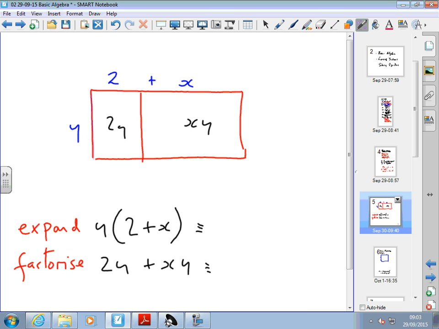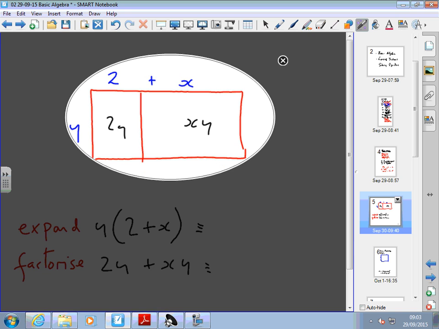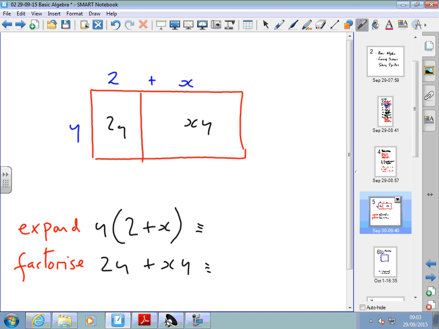So here's a rectangle. We don't know this length, we don't know this length, but we do know this is 2 long. Can you see that the area of this rectangle is 2y? Because it's 2 times by this length y. 2 times y is 2y. And this is xy. So if I want the area of the whole thing, the whole rectangle, then it's going to be that area, 2y, plus that area, xy. So that's one way of representing that area.